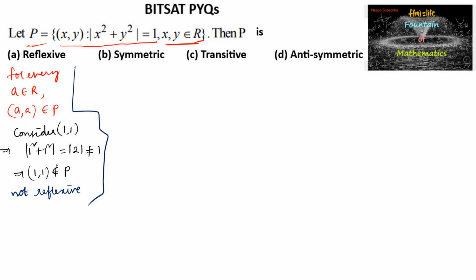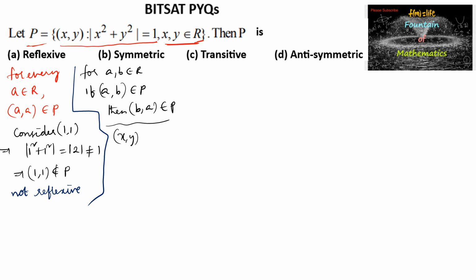Coming to the symmetric, the definition says for a, b belonging to the real numbers, if a is related to b, that is (a, b) belongs to the set P, then (b, a) must belong to the set P. So let us take (x, y) belonging to P. This implies |x² + y²| = 1, which can also be taken as |y² + x²| = 1. So this implies that (y, x) also belongs to set P.